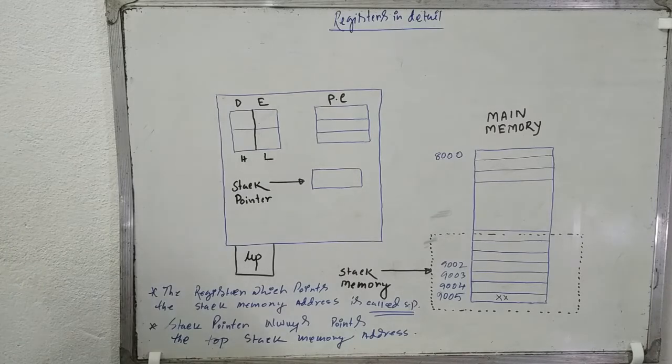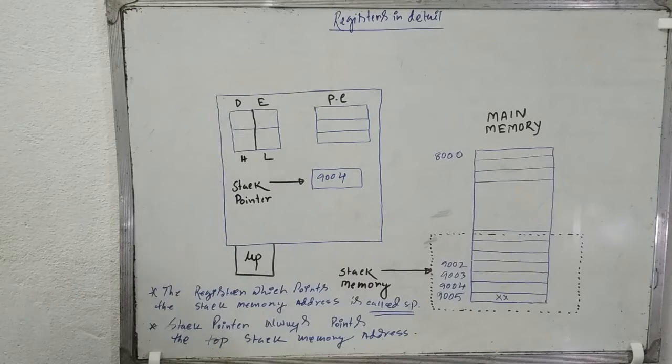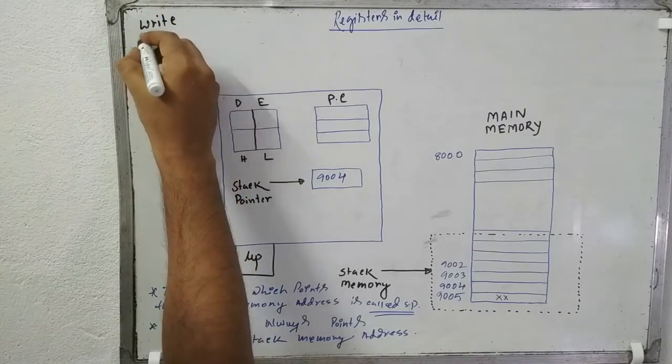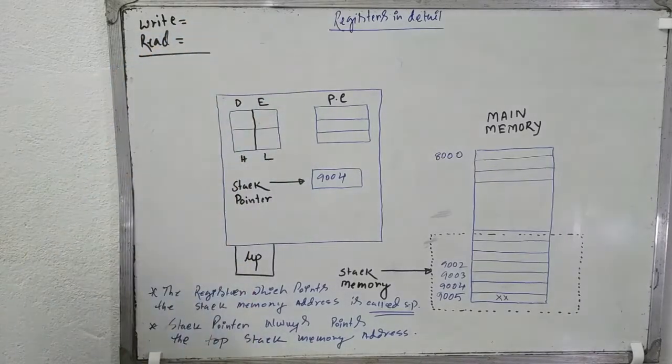So now it will start to point to 9004 here. Now by this stack pointer we can perform two operations: one is a write, one is a read. Write or read. So let's perform the write operation first.